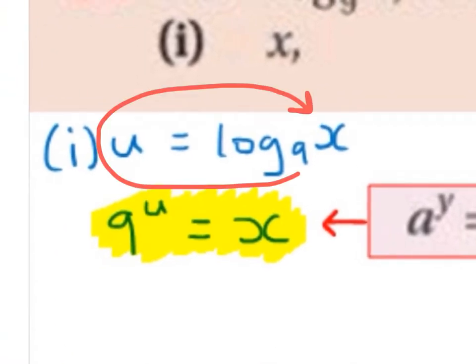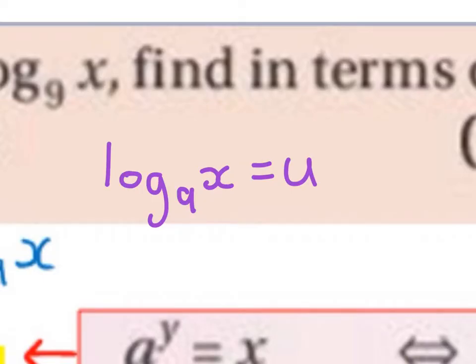So looking at that again, I always start at the base. I wrap my scorpion tail around the number or the letter that's the other side of the equals. I pass the equals, and I end up back at the argument. So 9 to the power of u is equal to x. Now, just so you can see it the way we're used to seeing it, which would be the log base 9 of x on the left of the equal sign, and the number, or in this case the letter, on the right of the equal sign.